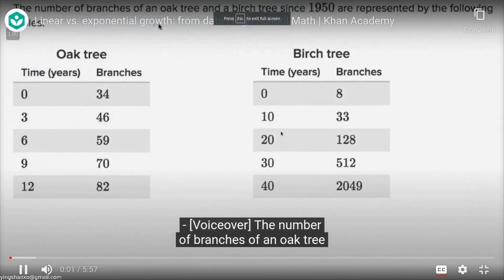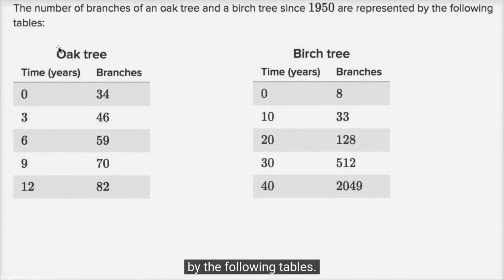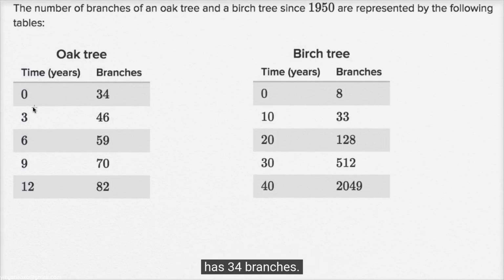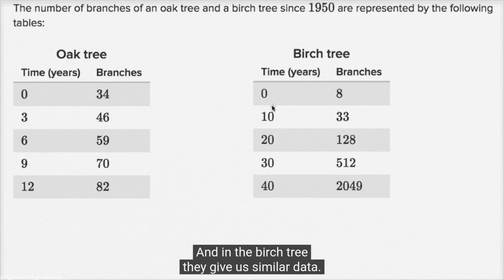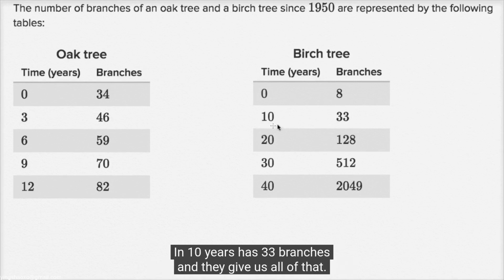The number of branches of an oak tree and a birch tree since 1950 are represented by the following tables. So for the oak tree, we see when time equals 0 it has 34 branches. After 3 years, it has 46 branches, so on and so forth. And then the birch tree, they give us similar data. At the beginning, it has 8 branches. In 10 years, it has 33 branches, and they give us all of that.